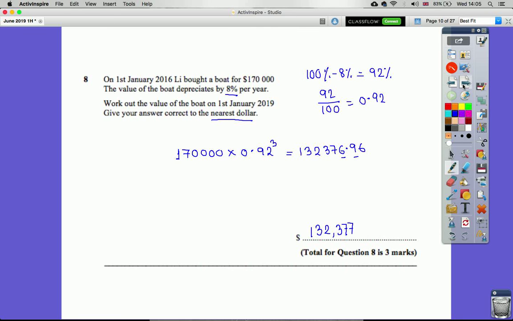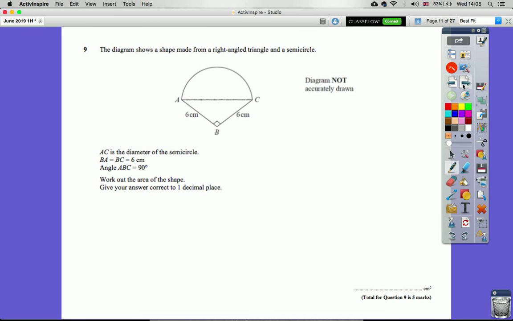Next question, question number 9. The diagram shows a shape made from a right angle triangle and a semicircle. AC is the diameter of the semicircle. BA is equal to BC. This is an isosceles triangle as well. Angle ABC is 90 degrees. Work out the area of the shape.